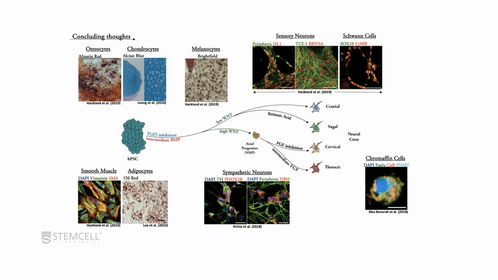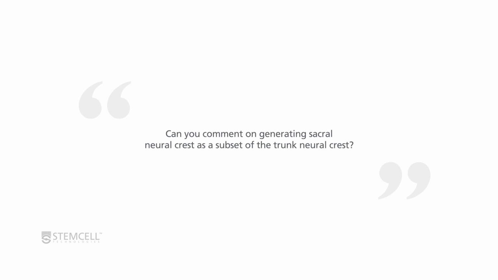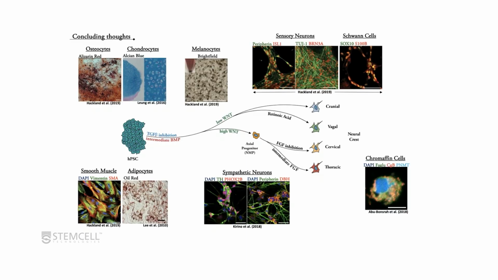Okay, thank you. What about, can you comment on any tips for generating sacral neural crest as a subset of the trunk neural crest? Yes, very good question. Someone's sharp-eyed and noticed that sacral is not in my schematic here.